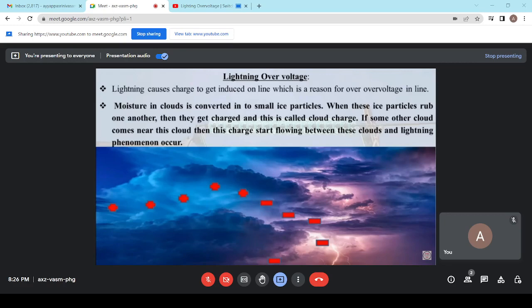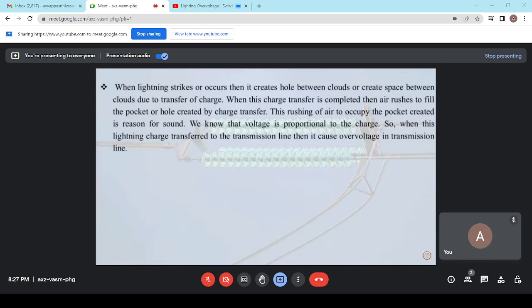So if some other cloud comes near this charged cloud, then there is transfer of charge between these two clouds. And this transfer of charge is responsible for lightning phenomena. So that's why lightning phenomena generally occur between clouds, because this charge transfer takes place between clouds. But sometimes this lightning reaches the earth, and then it is a matter of concern, because we have transmission lines on earth.